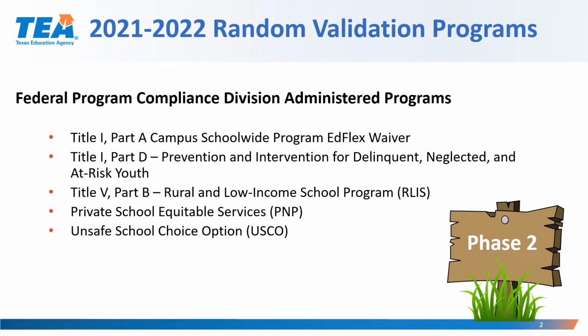Phase 2 will include the following programs that are administered in the Federal Program Compliance Division: Title I Part A Campus School-Wide Program EdFlex Waiver, Title I Part D, Prevention and Intervention for Delinquent, Neglected, and At-Risk Youth, Title V Part B, Rural and Low-Income School Program, Private School Equitable Services, and Unsafe School Choice Option.